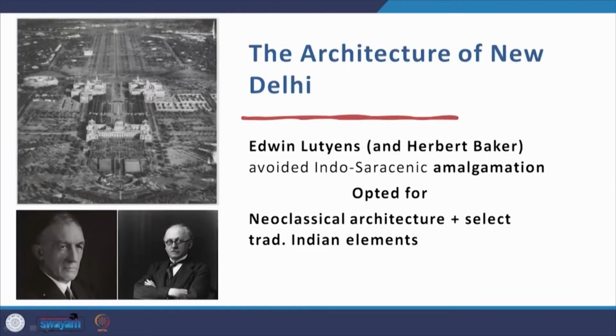Going back to what I was talking about last time, Delhi became the new capital of British India at the coronation of King George V at the Coronation Darbar in 1911, and the capital shifted to Delhi from Kolkata. The design of New Delhi was entrusted to Edwin Lutyens and Herbert Baker, who avoided the Indo-Saracenic amalgamation that had been going on with the works of Swinton Jacob and others. They opted for a neoclassical architecture with select traditional Indian elements merged with those buildings.